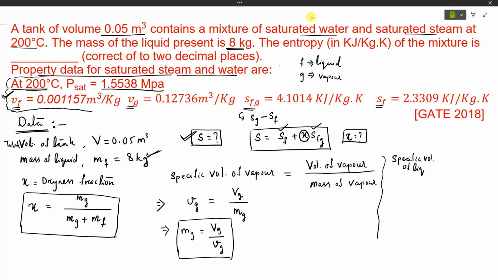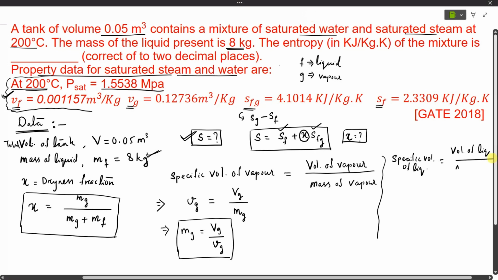So that is equal to volume of liquid by mass of liquid. So if we mathematically write this down, small vf is equal to capital Vf by small m subscript f. So capital Vf is equal to small vf into mf. So Vf value is given.